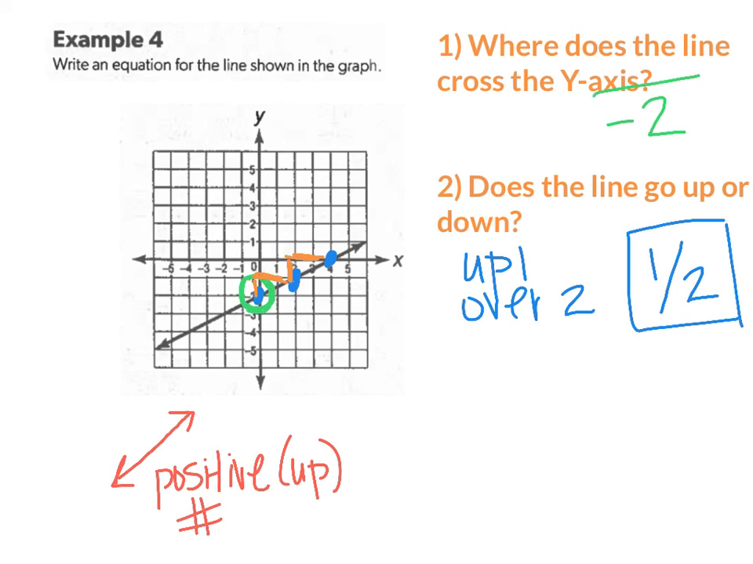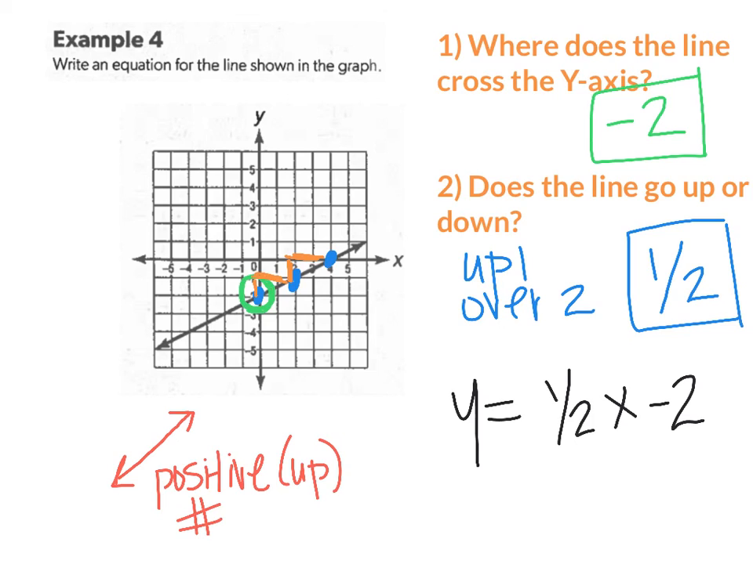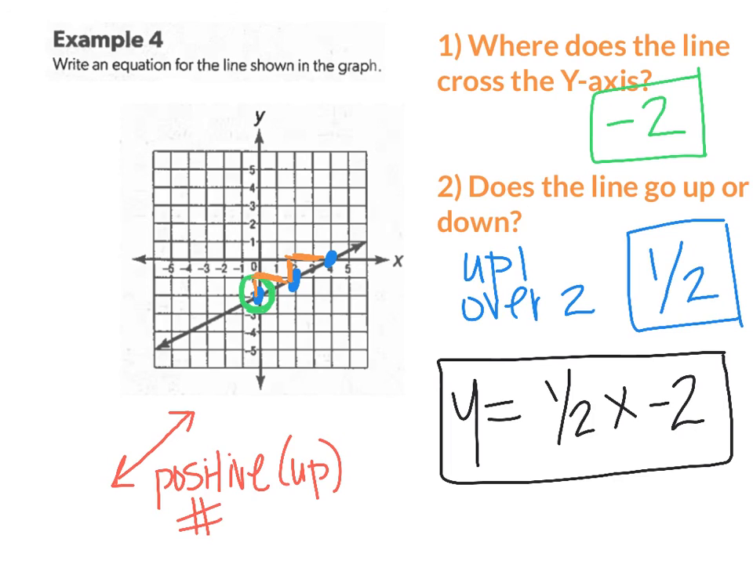I already had negative 2 up here where it touches the y-axis, and then when I connected the dots, it went up 1 and over 2. So if I write my final equation, it should say y equals, if it went up 1 and over 2, that means 1/2 x, and then I started at negative 2. Final answer for the equation to match this line, y equals 1/2 x minus 2.